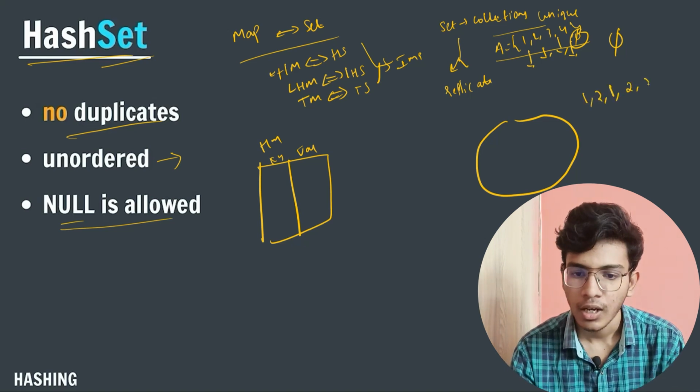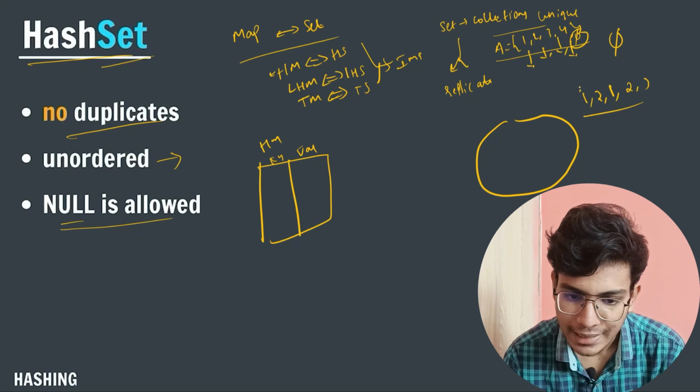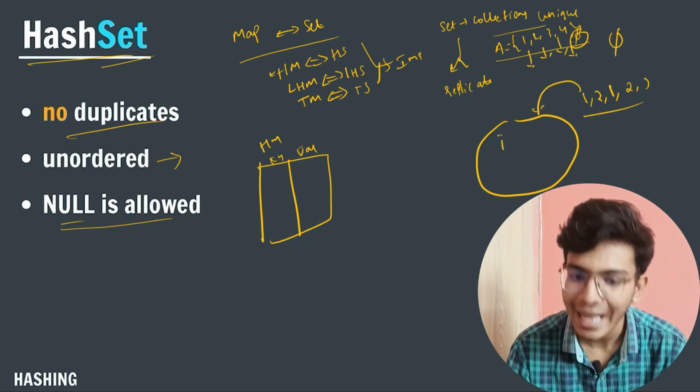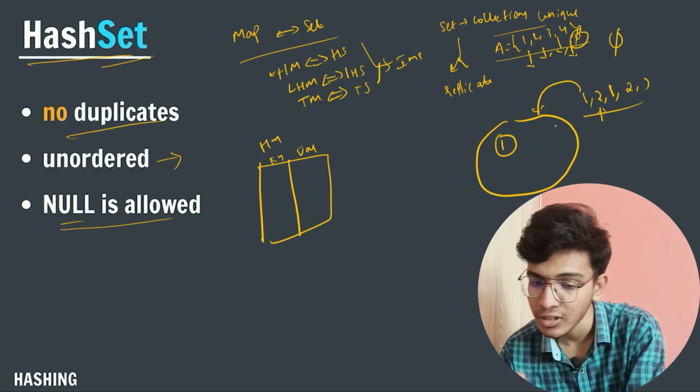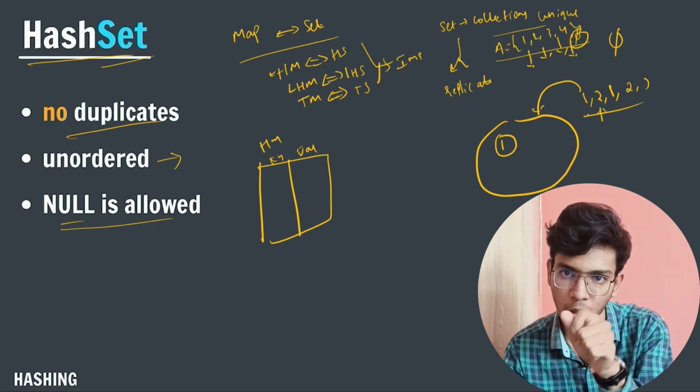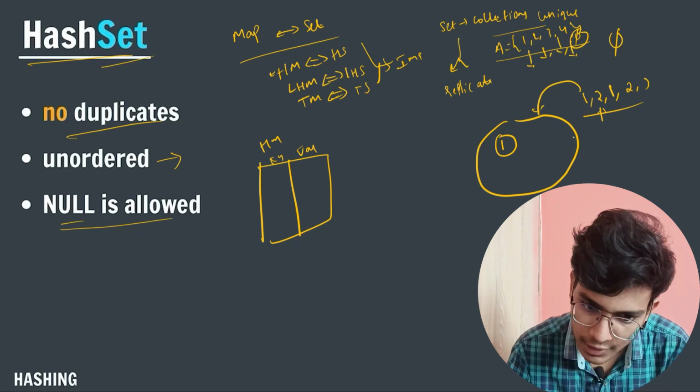Now let's say that here I'm adding 1, 2, 1, 2, 3. First of all, what will happen is that 1 will get added in the hash set and 1 will become an element of my hash set. After that, it will iterate through the second element and check whether 2 is present in my hash set or not. If it is not present, then I will add it.